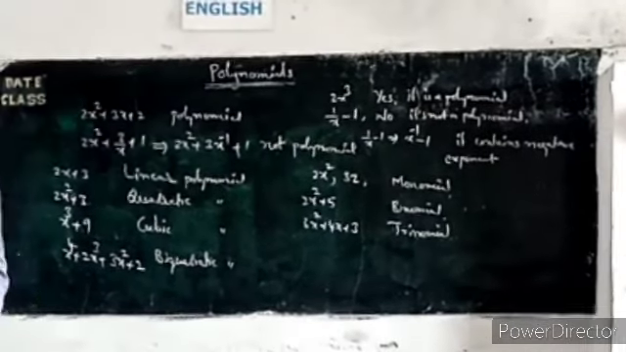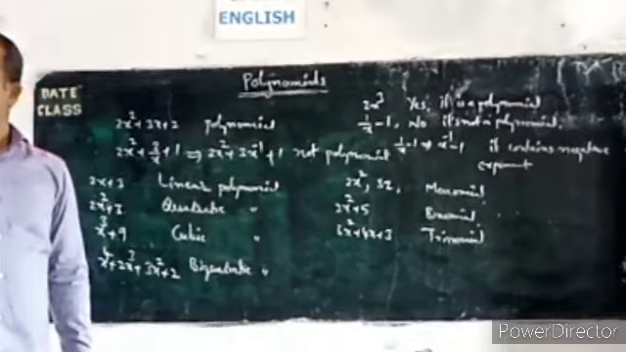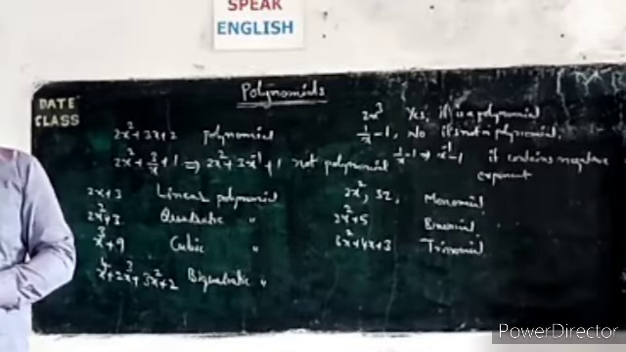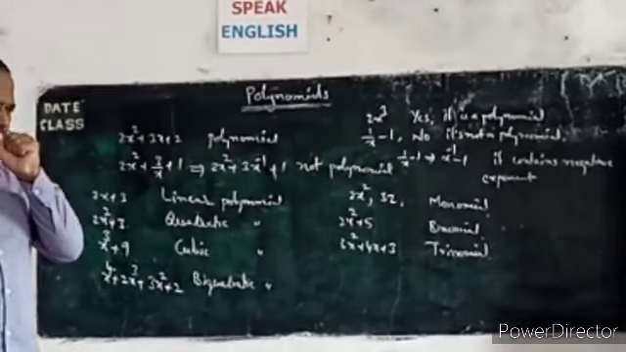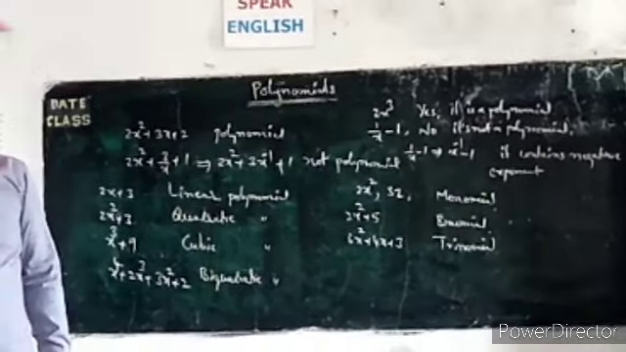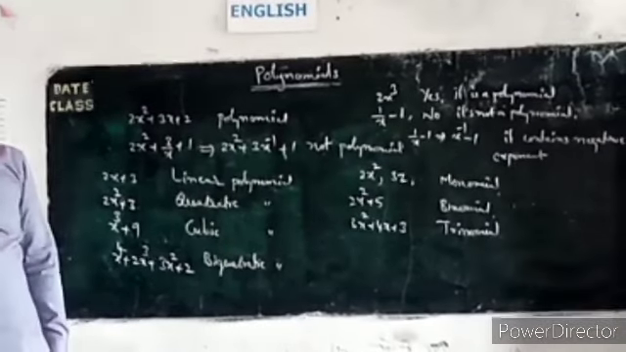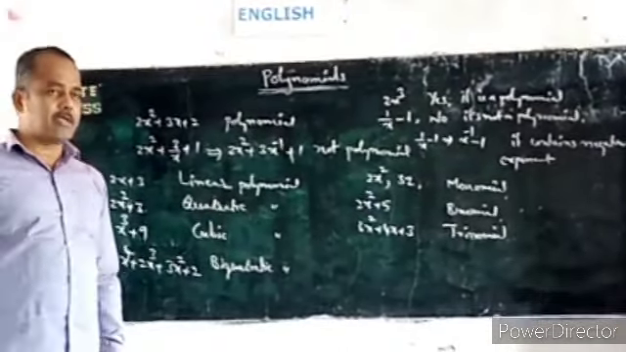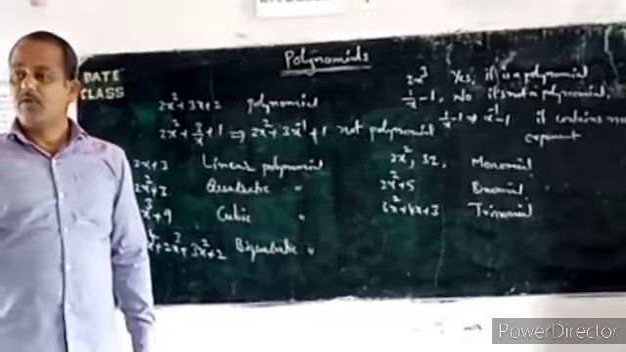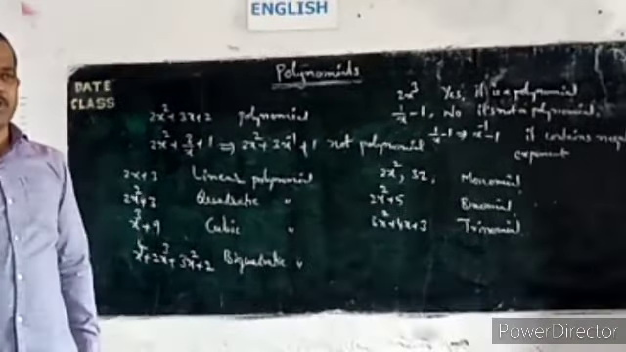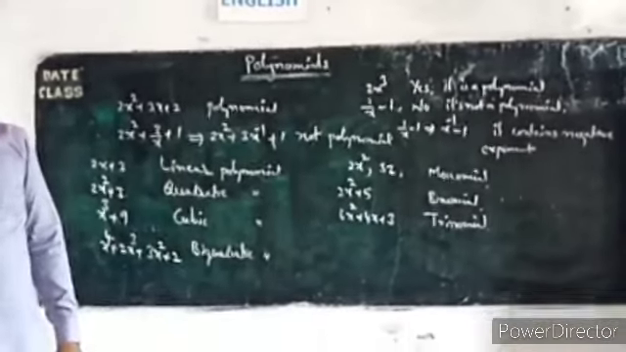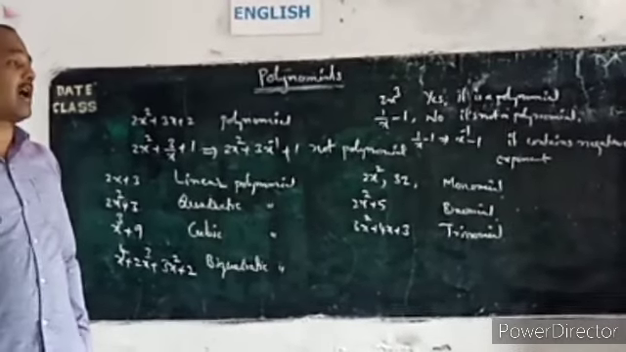In the same manner, next, 4z square plus 1 by 7. The variable doesn't contain a negative integer. 1 by 7 is a constant number. So it is a polynomial. Next one, m square minus root 2m plus 2. It is also a polynomial. Your variable doesn't contain a negative exponent. M square means your exponent is 2. Root 2m means exponent is 1. Plus 2 means exponent is 0, that is also called a constant polynomial.